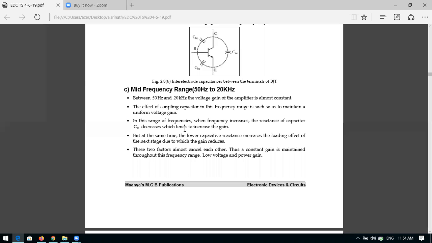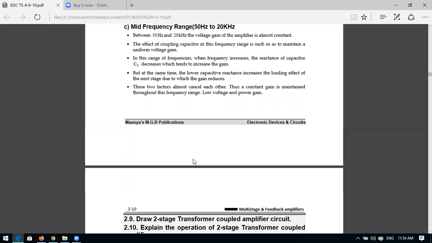In this range of frequencies, when the frequency increases, the reactance of capacitor CC decreases, which tends to increase the gain. But at the same time, as capacitive reactance increases, the loading effect of the next stage reduces the gain. These two factors almost cancel each other. Thus, a constant gain is maintained throughout this frequency range, for both voltage and power gain.